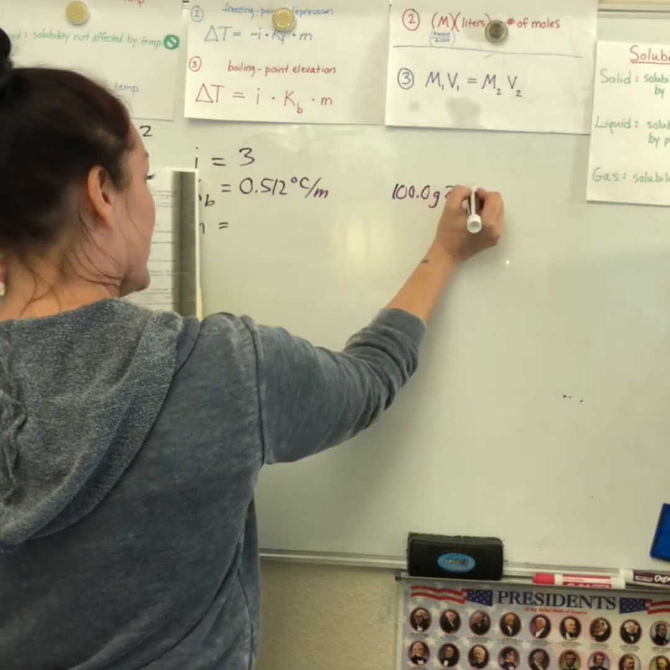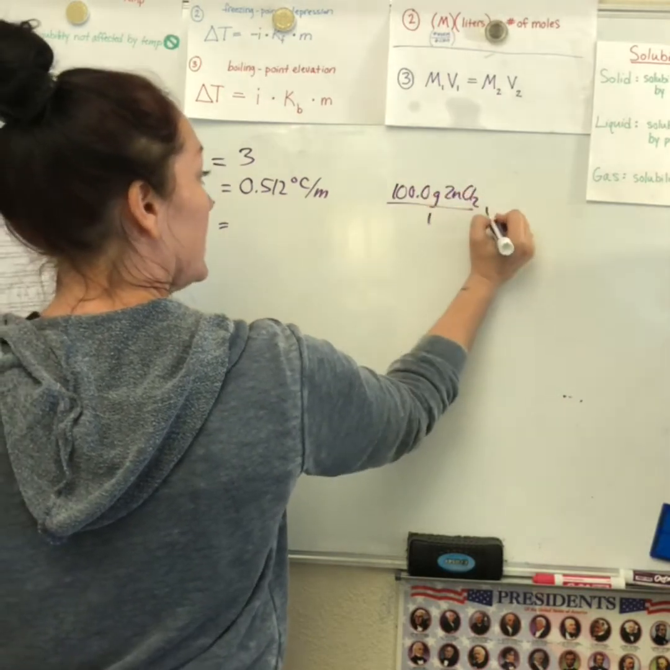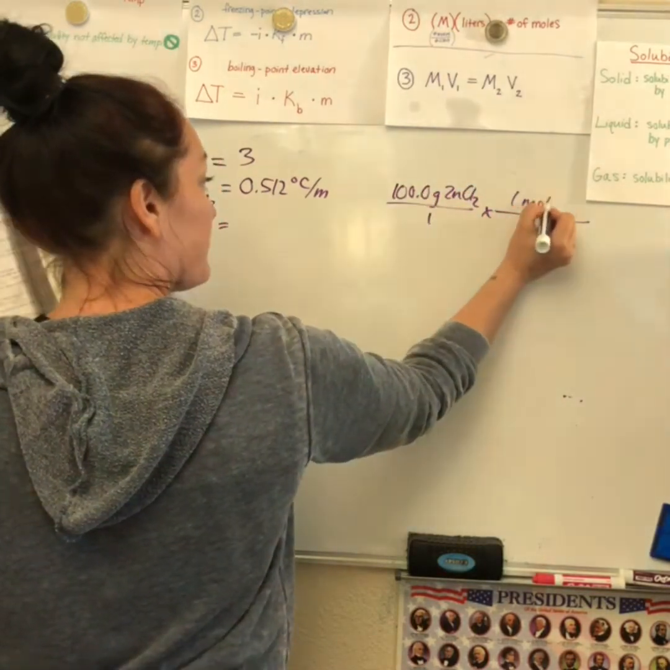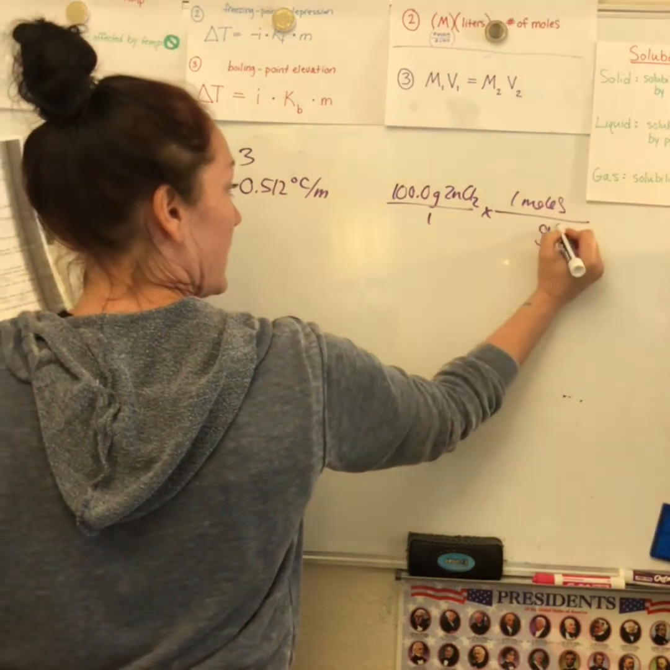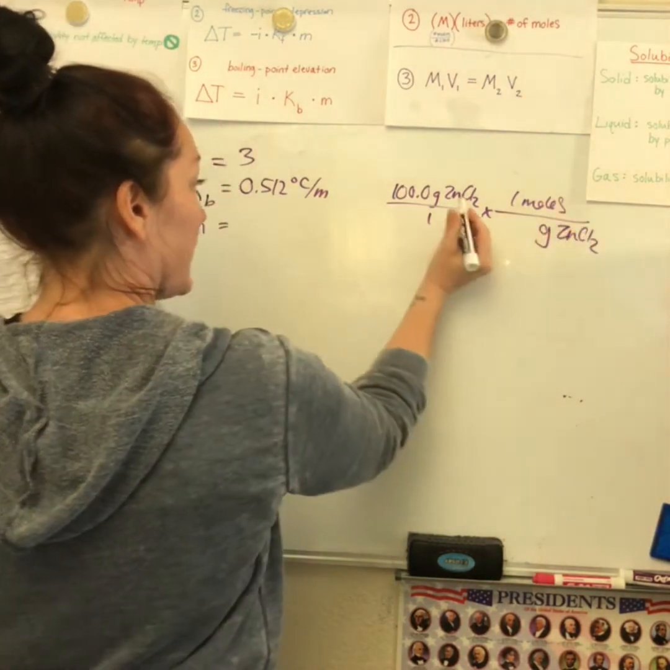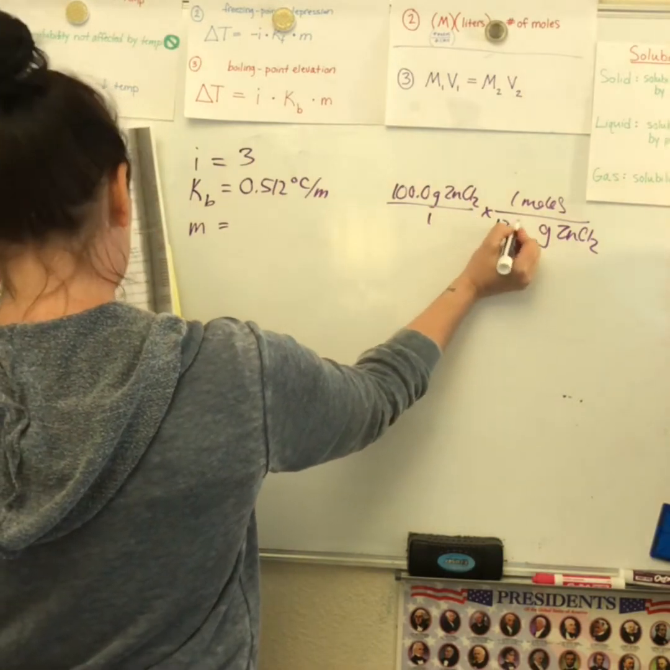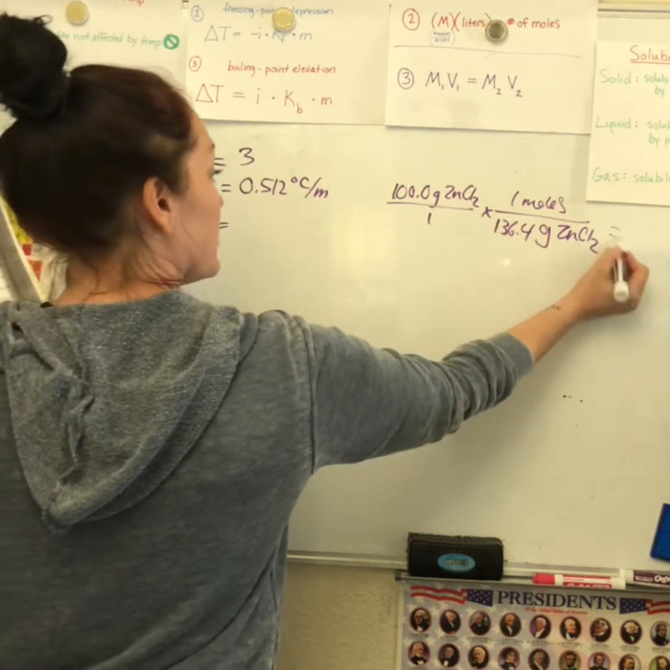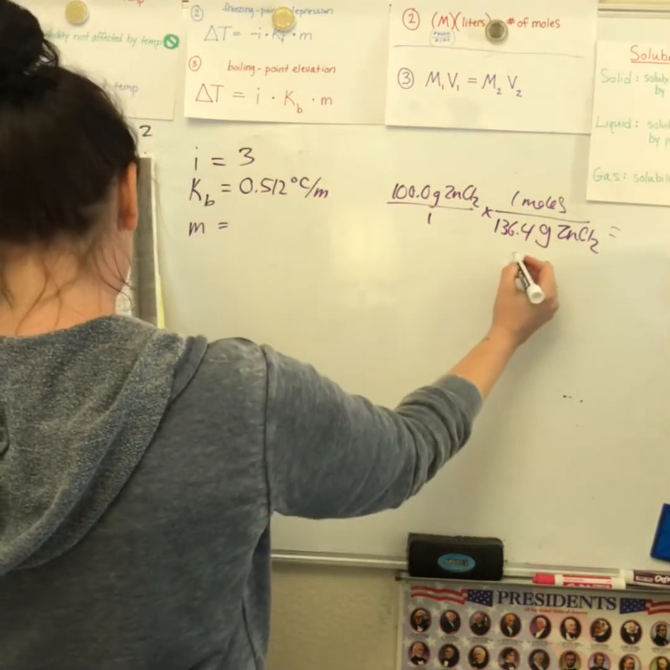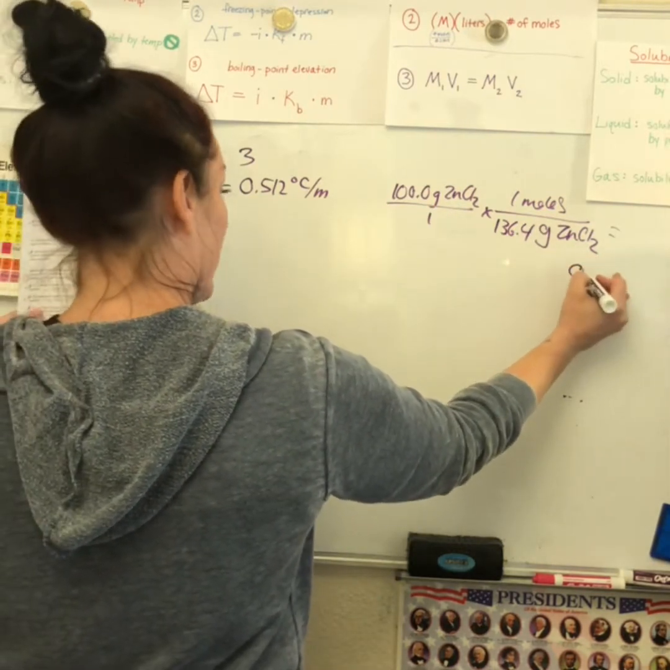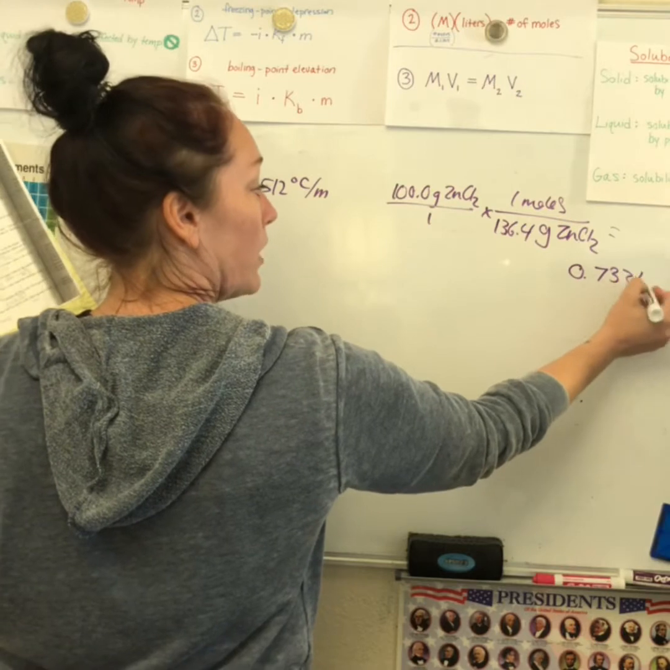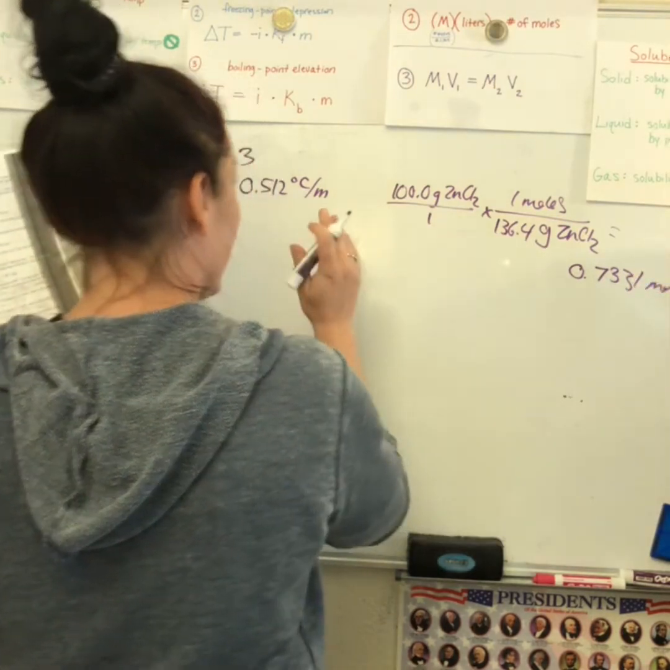of ZnCl2. Okay, multiply that and ZnCl2. So if I go to my periodic table and I find this, it's going to be 136.4 grams. So if I crunch this through, that's going to get me my number of moles, which is 0.7331 moles. Okay, because we're trying to find M.